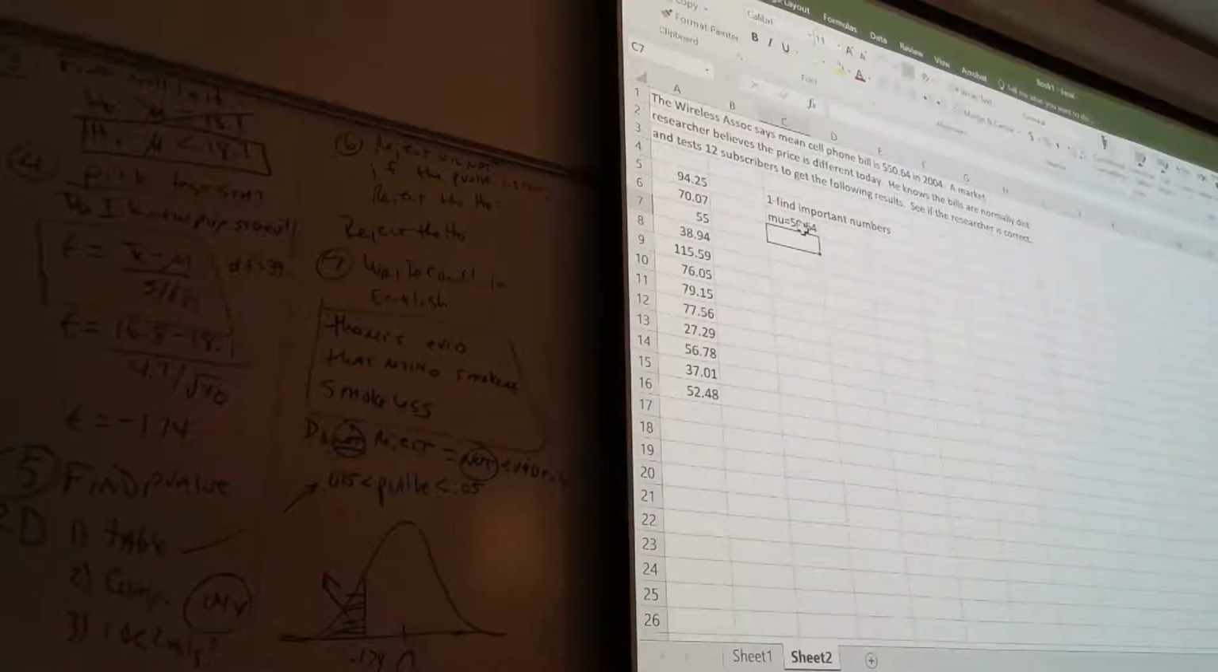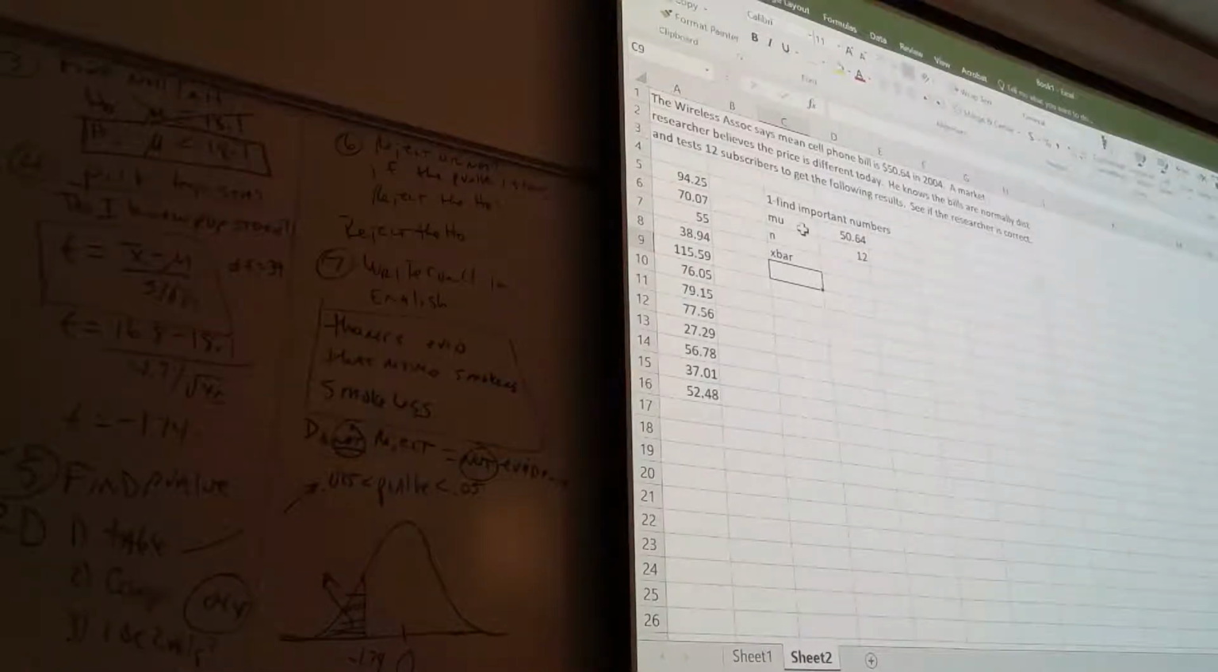Market researcher believes the price is different today, knows the bills are normally distributed, and tests 12 subscribers. What's 12? And by the way, it might be nice to do this: mu and then 50.64. N is, what'd you say? It's 12. All right, are there any other numbers? You gotta find them yourself, right? What are some numbers that you might want to find yourself? The sample mean, which is x bar, and any other numbers you might want?